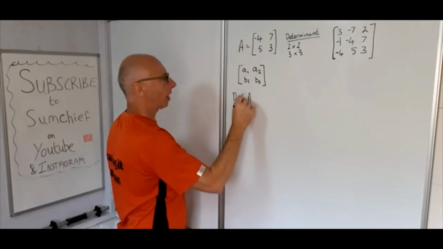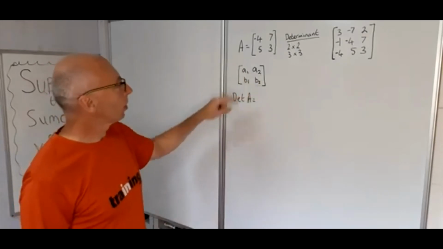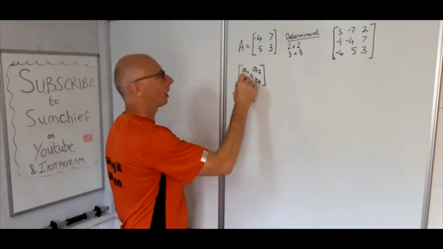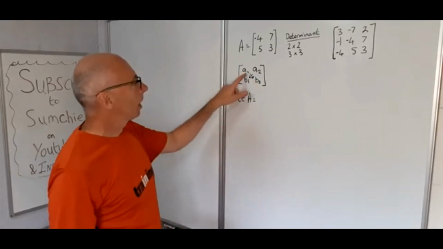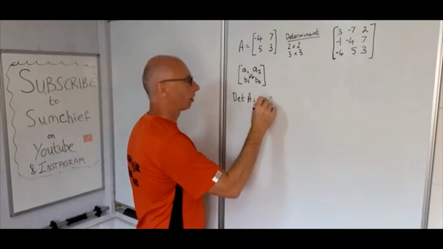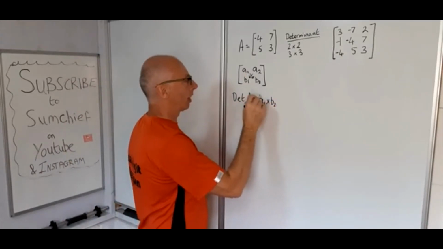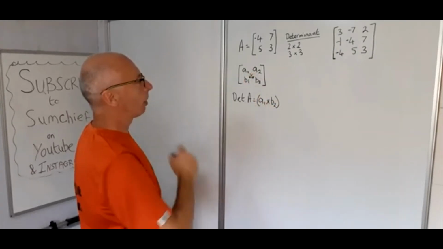So determinant of A equals, what we do is we put a line across like this, so an arrow there, and we do A1 times B2, and then we subtract A2 times B1.